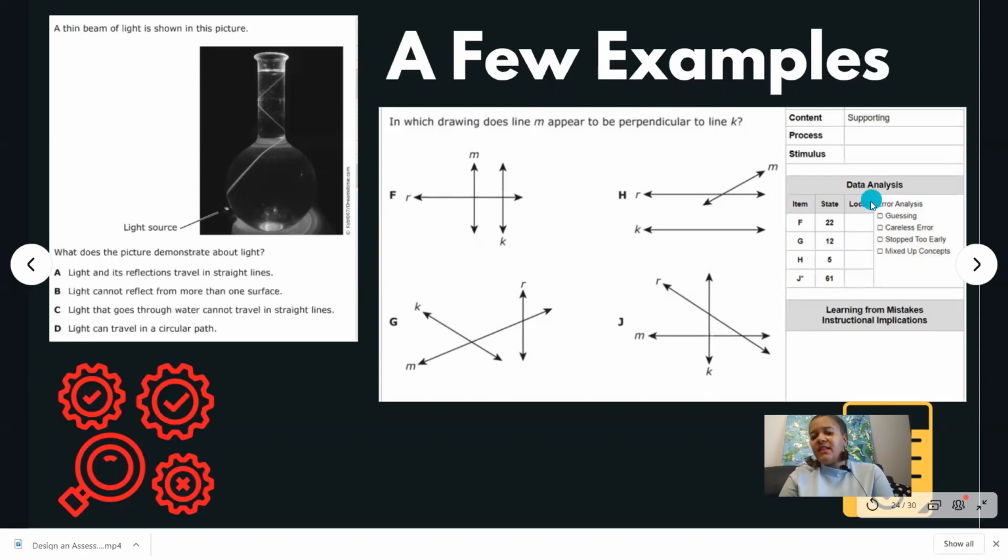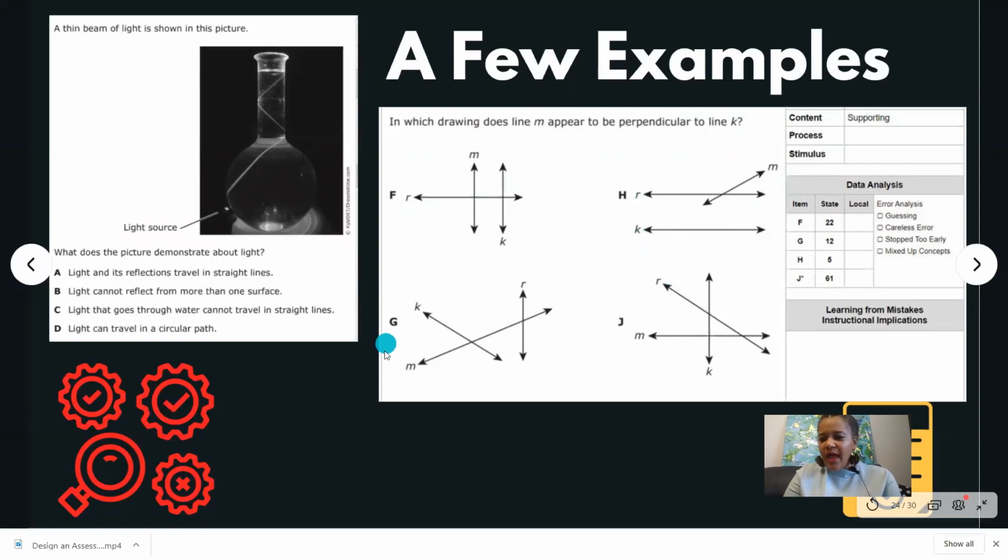Over here's the data analysis. 22% of the state chose this. So this is a grade 4 question. 22% of the kids actually chose this one, which means that they didn't process the information. They simply saw what was perpendicular, but they did not turn around and pay attention to the details. Not many picked H at all, probably because there's no perpendicular at all in there, which is fair.